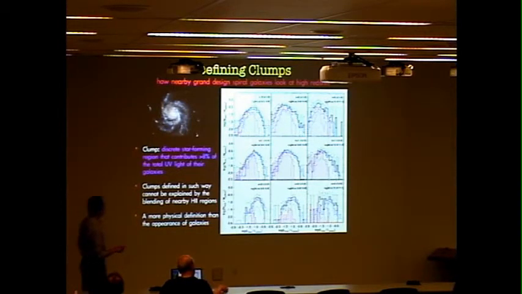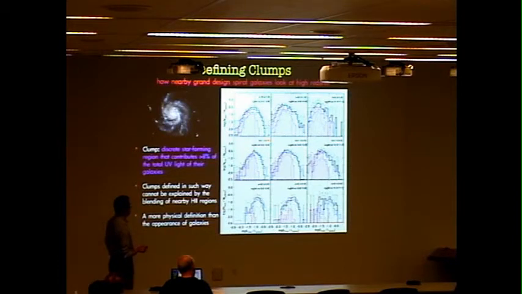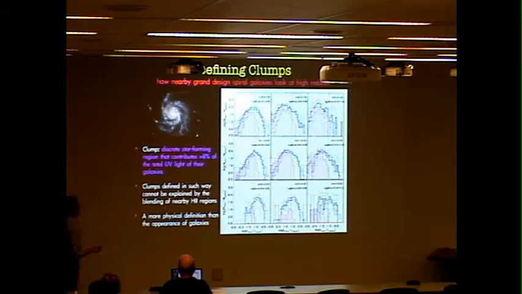But only when you go to the very bright end, the real galaxies have more of these bright and large clumps that cannot be explained by the redshifted nearby blobs. So the solid line here is our definition of clumps: we define clumps as discrete star formation regions that contribute at least 8% of the total UV light of the galaxy. And we think this is a more physical definition of clumps than other ways, for example defining clumps from visual inspection.